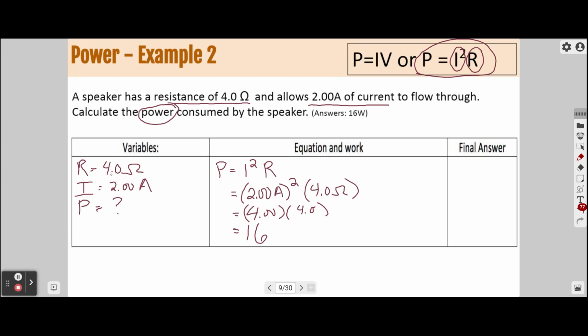We'll look at our significant digits. Our ohms was only 4.0, so we can only have 2 significant digits in our answer. And our answer is power, and our power is measured in watts or joules per second, so we'll do watts. So our final answer is 16 watts.